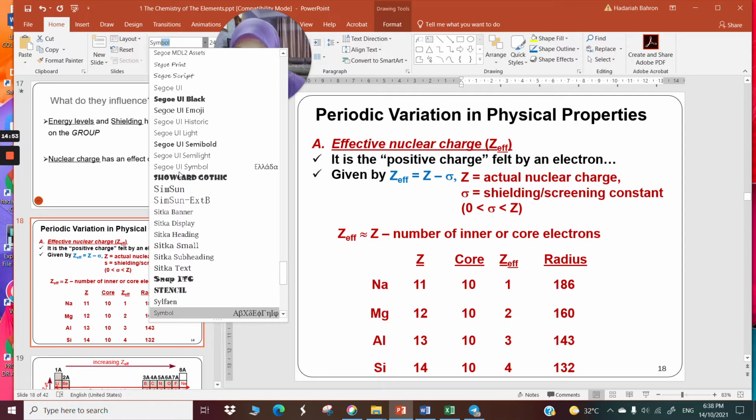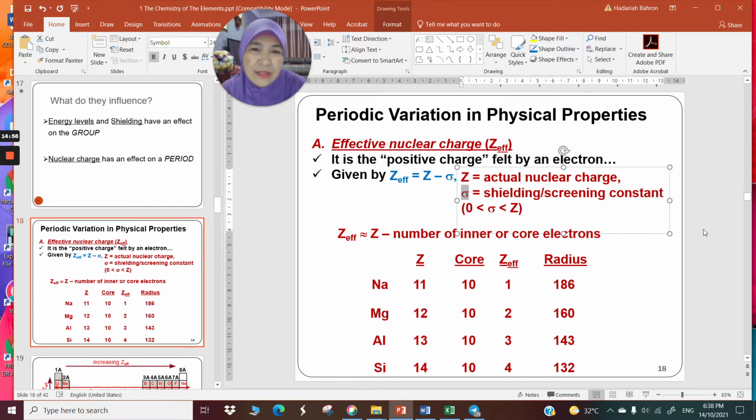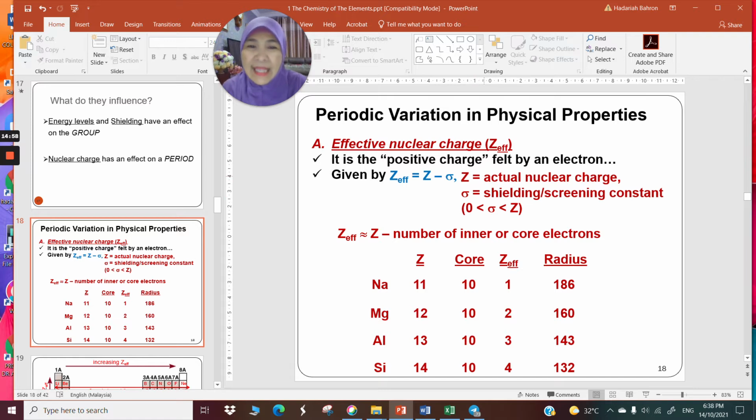Yeah, well, that's a sigma. Z minus sigma, where Z is the actual nuclear charge. Z is really quite straightforward. If you have 24 protons in your nucleus, then Z is 24. That is really easy. But sigma is the shielding or screening constant, where 0 is smaller than sigma, but it is smaller than Z. So sigma cannot be any bigger than Z.